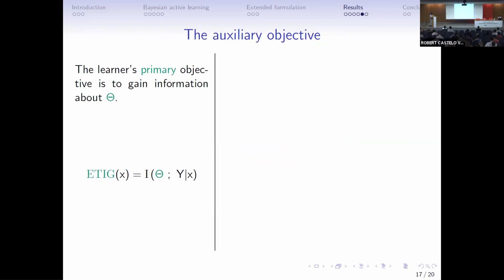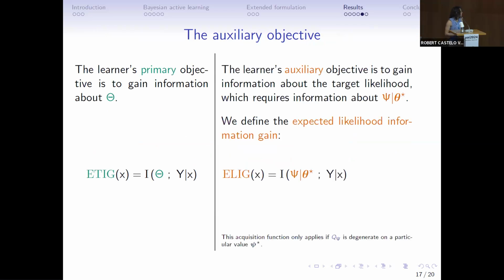But what I want to talk about for the last couple of minutes is, given these results, what can the learner do with these results? We can think about gaining information about the value of these target parameters as the learner's primary objective. And what all of this is building up to is that in order to achieve this primary objective, the learner has this other implicit auxiliary objective. They need to gain information about the target likelihood, and they can do this by gaining information about the distribution of nuisance parameters.